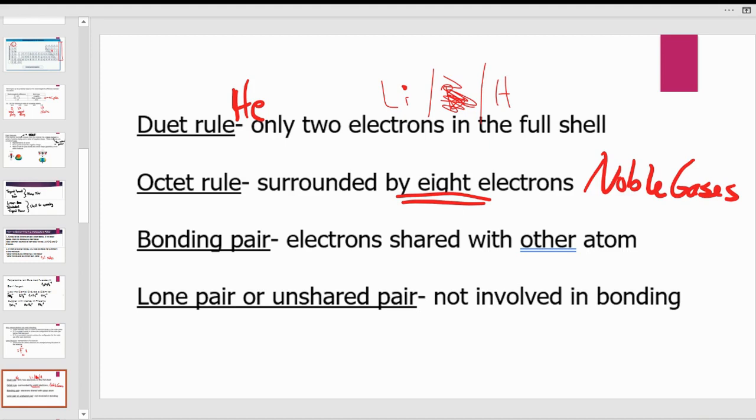If they're sharing the electrons, they're called a bonding pair. If there's electrons that aren't being shared, they're called unshared pairs or lone pairs. But notice they're pairs. They're not electrons that are lone, they're electrons that are in pairs. They're never apples. Okay.